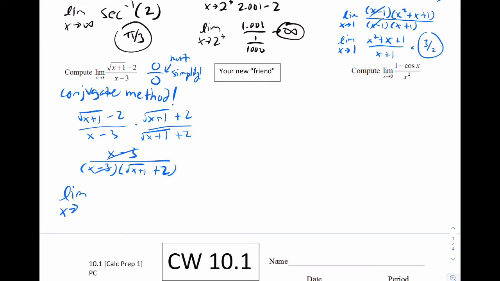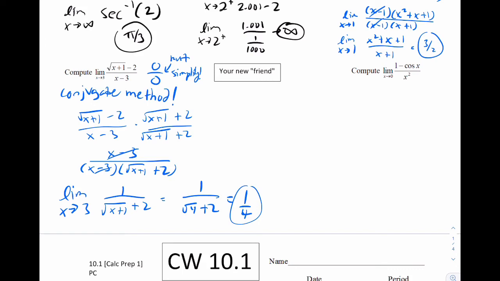We have the limit as x approaches 3 of 1 over the root of x plus 1 plus 2. I can plug 3 into that. So that's going to be 1 over the root of 4 plus 2. Look at that. That's 1 over 4. That's the answer. Now our last one.